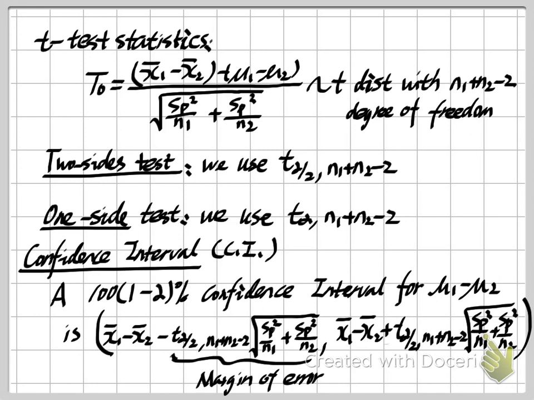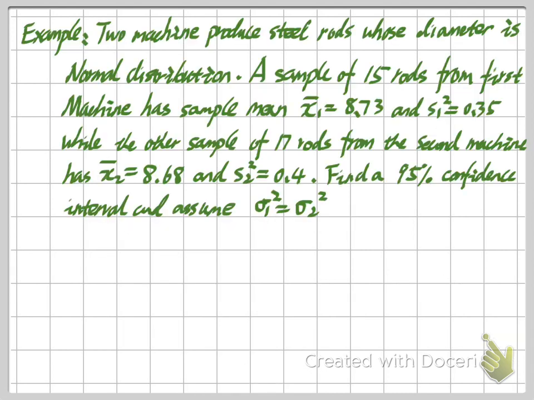Please remember what we have now. We always assume sigma 1 and sigma 2 are equal to each other. That is why in this equation we use the pooled sample variance to estimate our sigma. And then the next thing, I want to give this example, where we work on the confidence interval. Here we have two machines that produce steel rods, and their diameters follow a normal distribution.